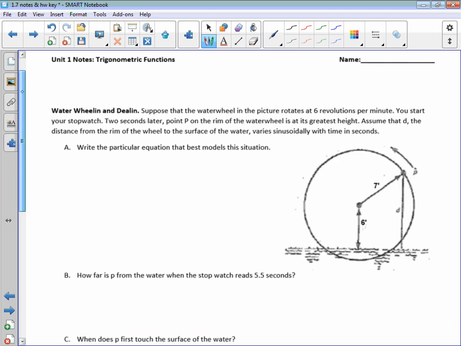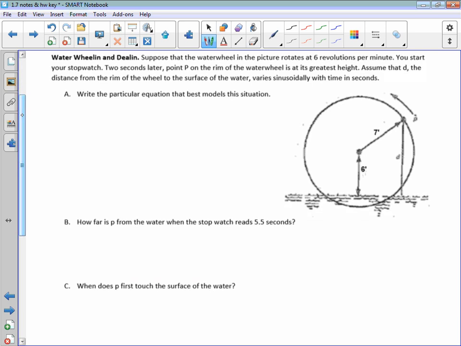Alright, we are water wheeling and dealing, okay? So very similar idea. I want you guys to try this one. So figure out that A, B, C, and D for your equation, okay? You need the amplitude, you need the period, you need any phase shift, you need any vertical shift.